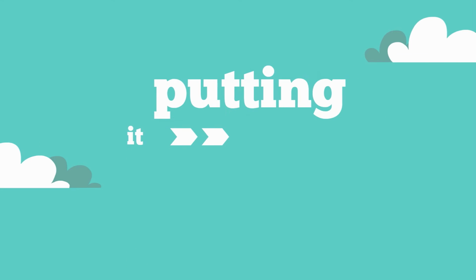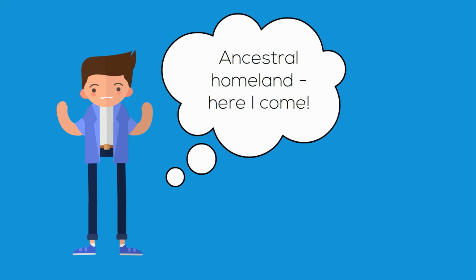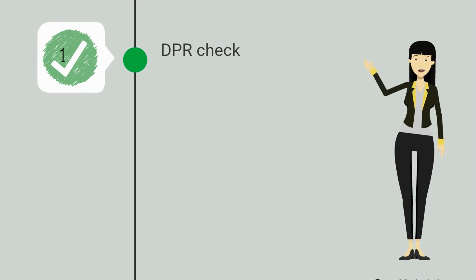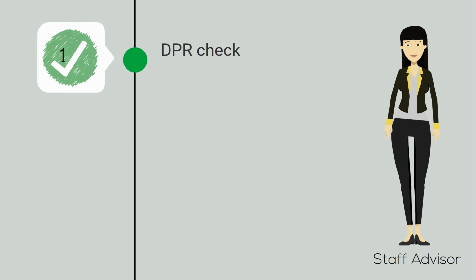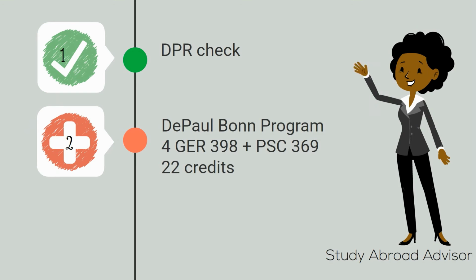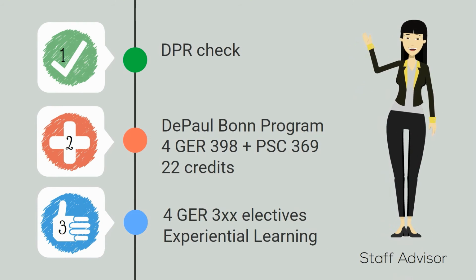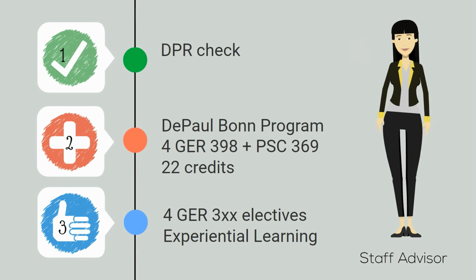Now let's try putting it together. This is John. He's always wanted to live in Germany. John talks with his advisor freshman year about which classes to save for study abroad for Germany. He talks with study abroad and receives a list of courses telling him which courses he can take through the bond program. He then goes back to his staff advisor with the list of courses to discuss how those classes could satisfy his degree requirements.